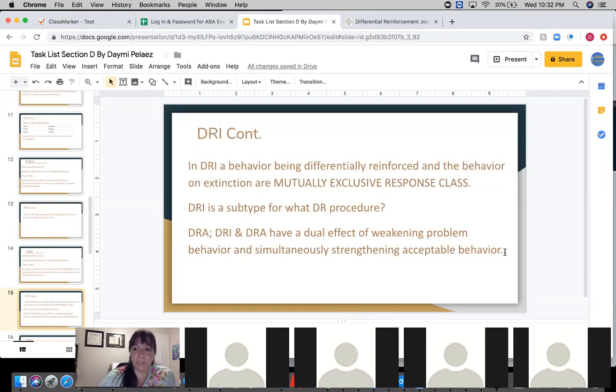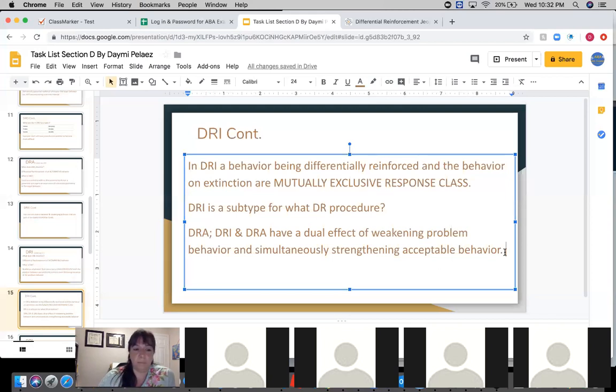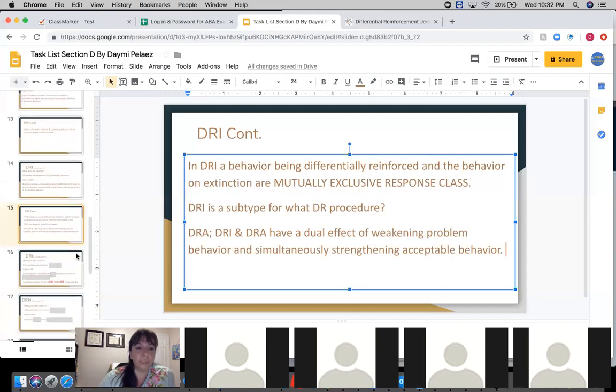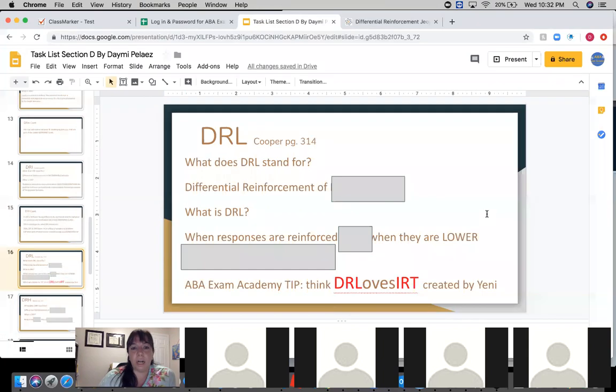Does anybody have any questions on that? All right, we'll move on. DRL. What does DRL stand for? Differential reinforcement of lowering rates. Perfect. So low rates, basically lowering rates. So what is DRL? When responses are reinforced only when they are lower than a criterion.